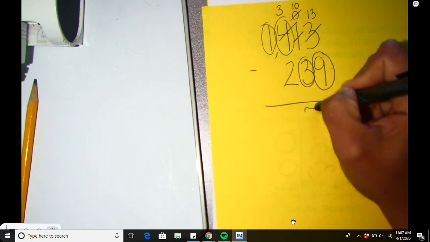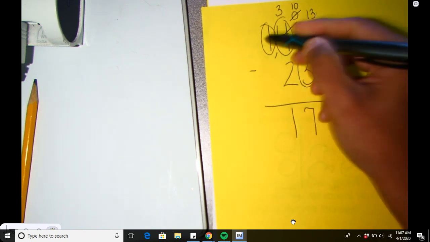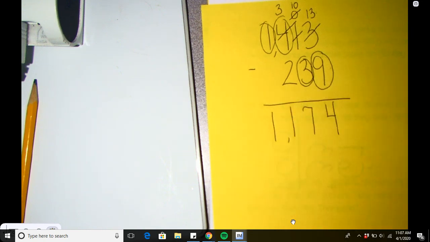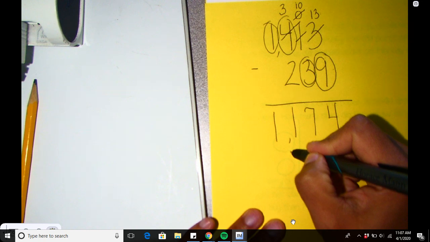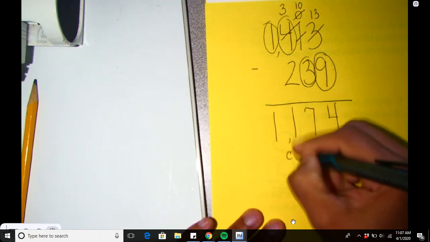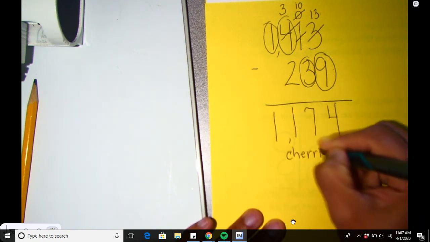And again, I'm giving 10 to the 0. So 10 plus 0 is 10. Now I can do 10 minus 3, which is 7. 3 minus 2, that's pretty easy, 1. And I bring my 1 down. So if I got my answer right, they should have had 1,174 cherries left.